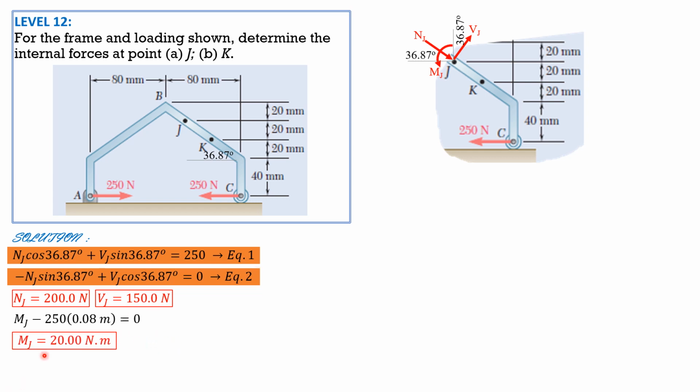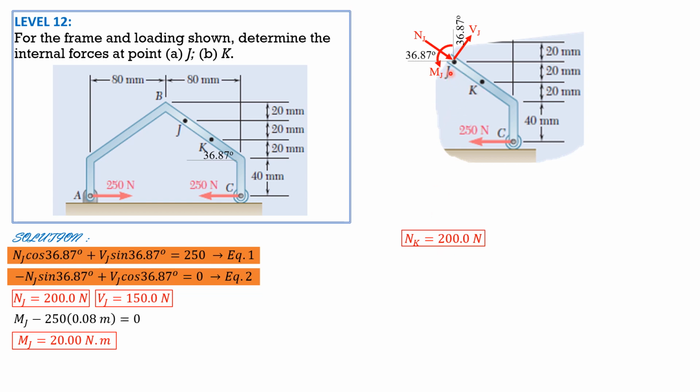Now for the internal force system at K. If we imagine this is K, the result is the same for NJ and VJ. Since K is closer to C, it is only MK that changes. So MK is 250 times 0.06 only. So at K, we expect the same answer. We imagine J is also K because they are just aligned.